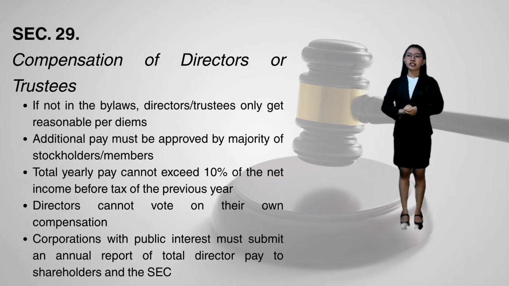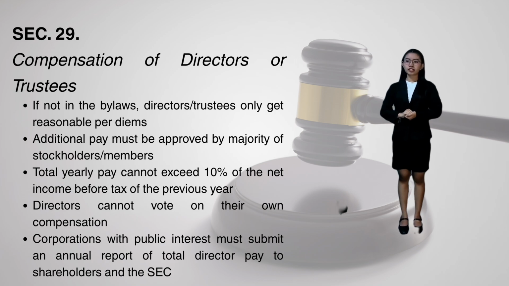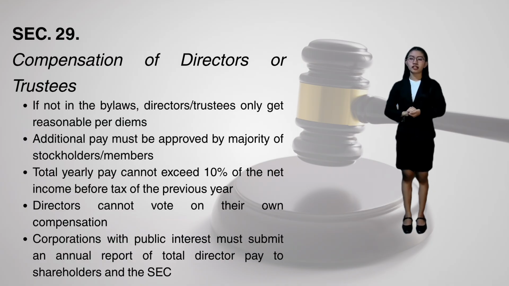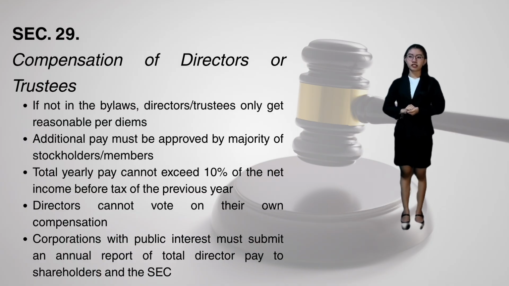But there's a limit. Their total yearly pay must not go over 10% of the corporation's net income before tax from the previous year. Also, directors cannot vote for their own pay to avoid conflict of interest. For corporations that are considered publicly important, like big companies or those listed in the stock exchange, they must report every year the total pay of each director or trustee to the shareholders and the SEC. This promotes transparency and makes sure that no one is abusing their position for personal gain. These sections help maintain honesty, fairness, and accountability inside corporations.